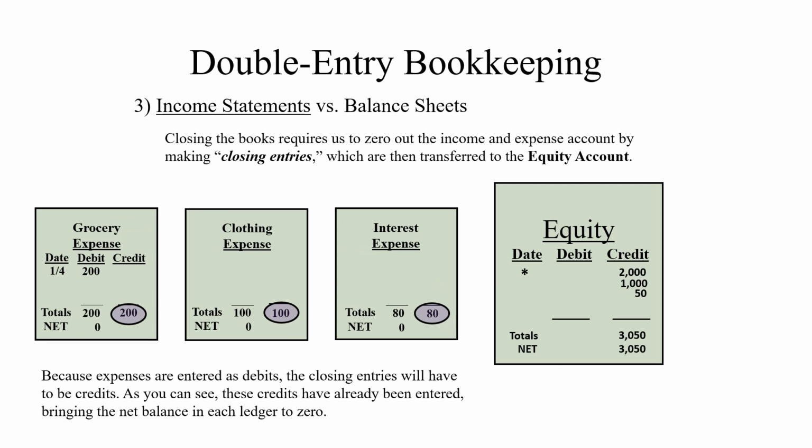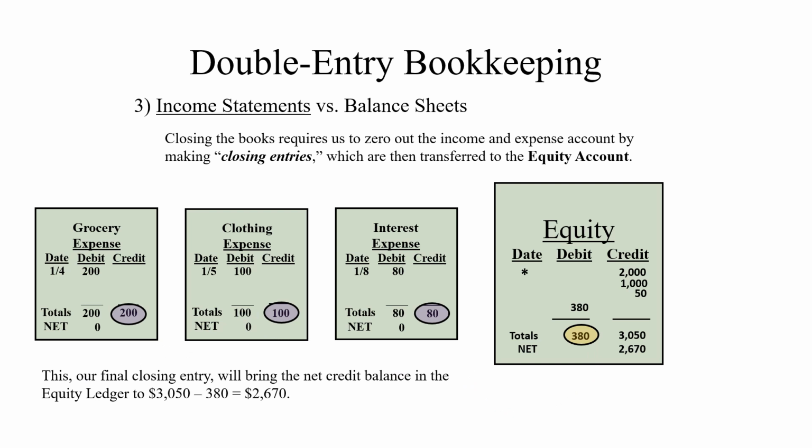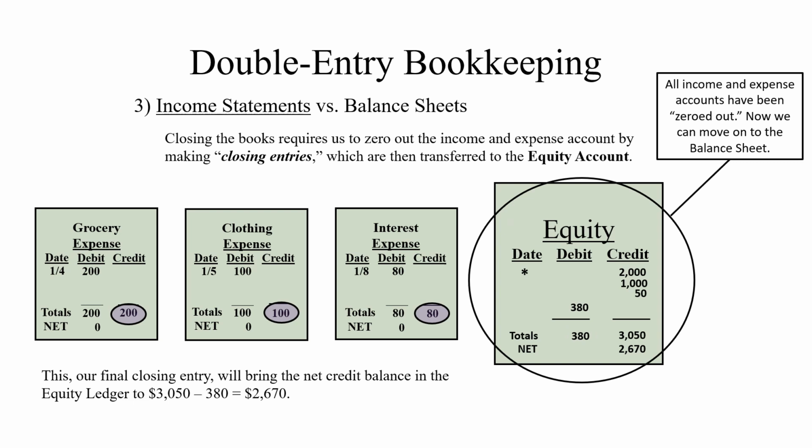Because expenses are entered as debits, the closing entries will have to be credits. As you can see, these credits have already been entered, bringing the net balance in each ledger to zero. These $380 worth of credits must now be offset with $380 worth of debits in the equity ledger. This, our final closing entry, will bring the net credit balance in the equity ledger to $2,670. All income and expense accounts have been zeroed out. So now we can move on to the balance sheet.